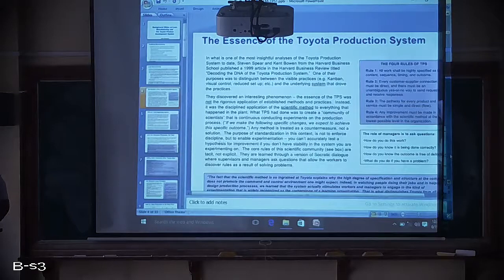The core rules of the scientific community are always tacit. They are learned through a version of Socratic dialogue where supervisors and managers ask questions that allow the workers to discover the rules as a set of solving problems. Okay, so there should always be two-way communication, like suggestion and complaint, going mutually, top down and bottom up, so that they can solve the problems.